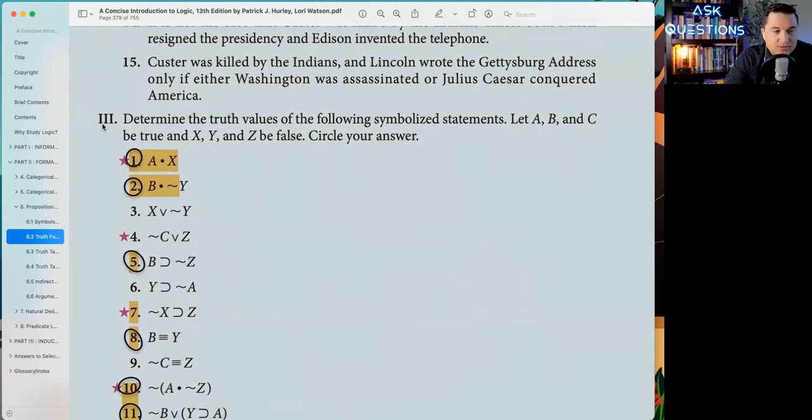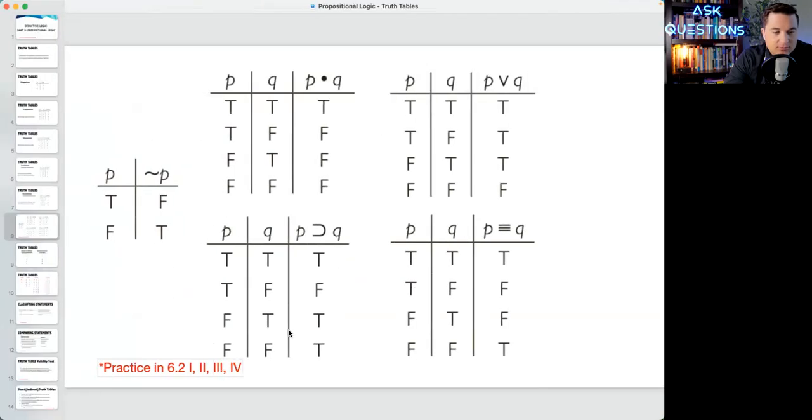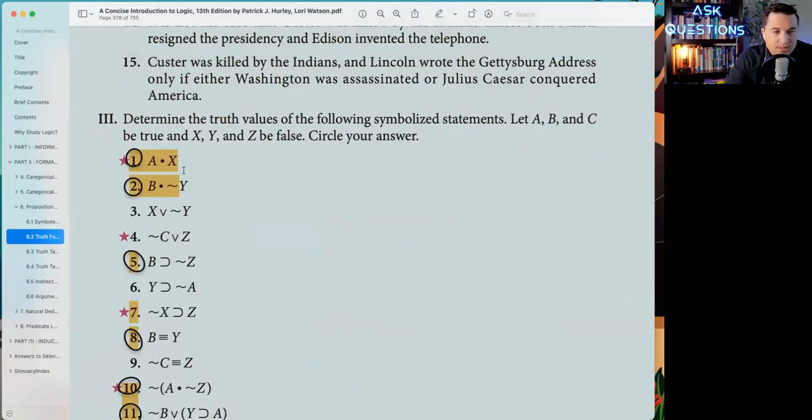Cool. Let's do Roman numeral 3 here. A and X. And we are assuming, and this is just given in the instructions, that A, B, and C are true and X, Y, and Z are false. Okay. We can do this.